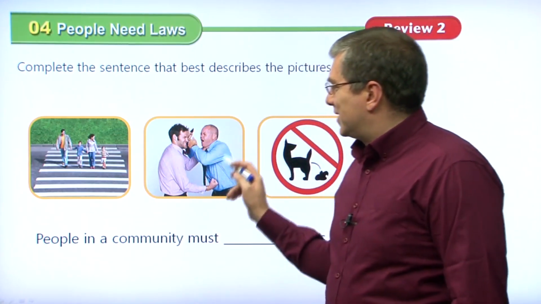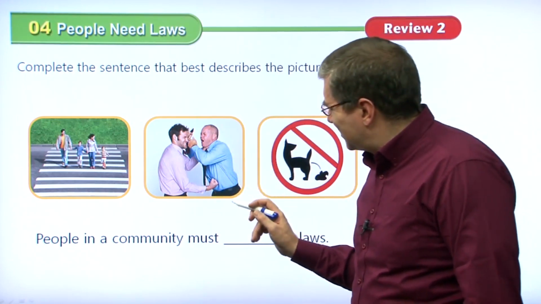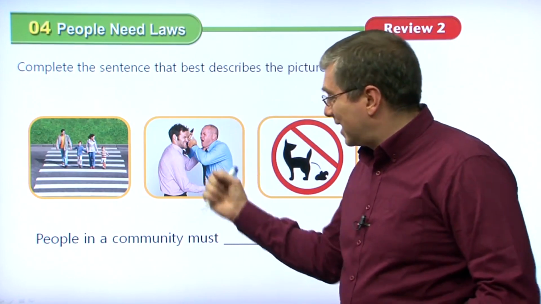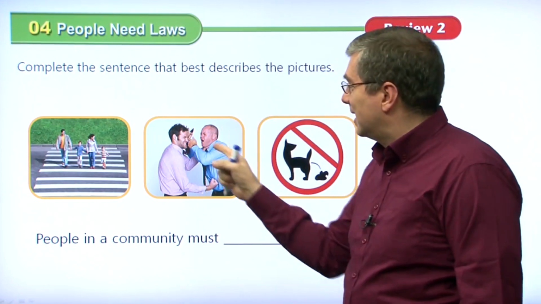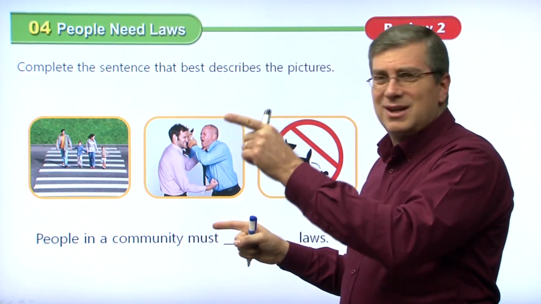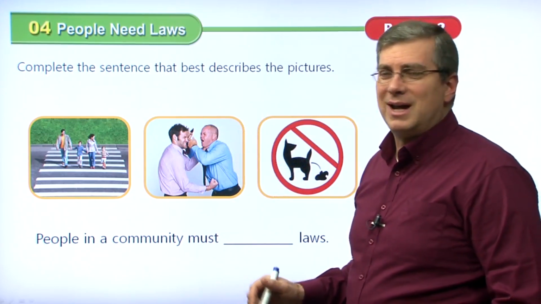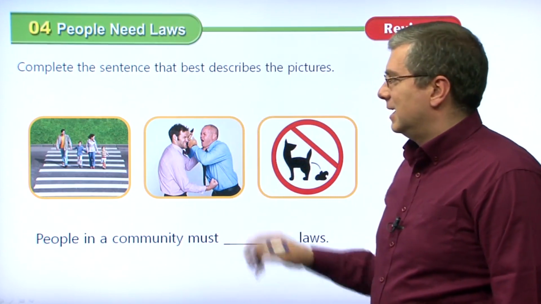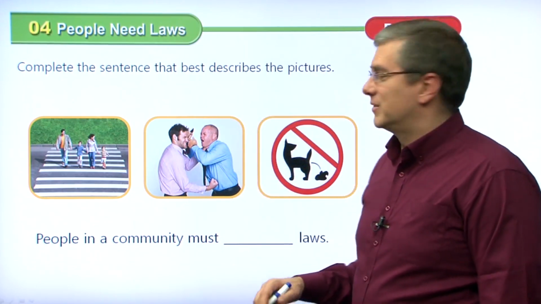Here we have an interesting picture, right? What are these two guys doing? Are they playing? No, they're fighting, right? This guy's punching the other guy in the stomach, and this other guy's poking the other guy in the eye. That's terrible, right? They are fighting. So they shouldn't do that, right? If they do that, that causes problems.